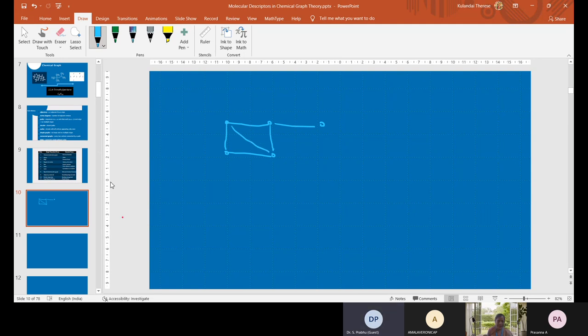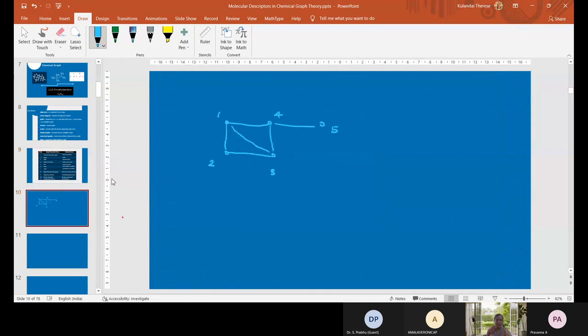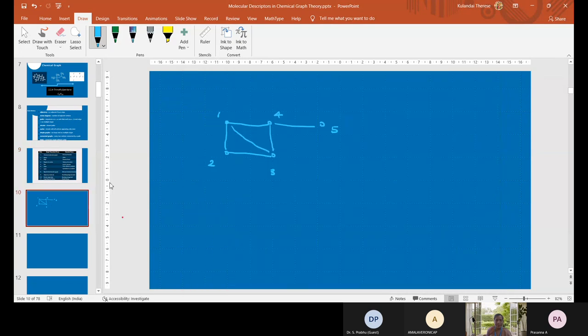That just I will name the atoms. This is for the sake of calculation. Okay. Now first we deal with this, which is like a chemical graph. Then these 1, 2, 3, 4 are like atoms. And an edge means, as I already said, the chemical bond.